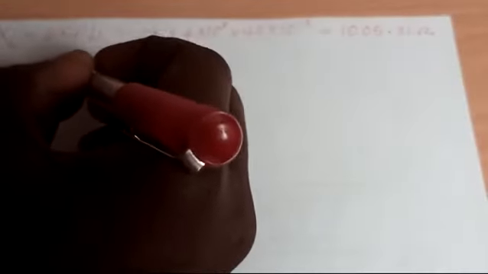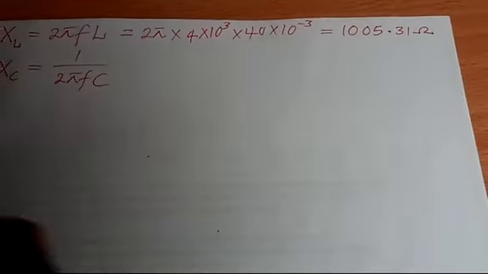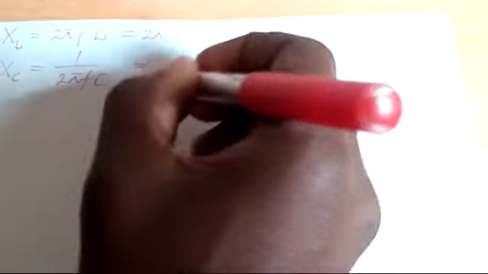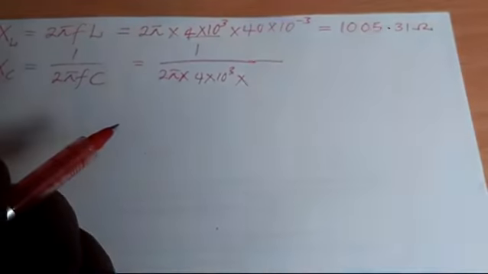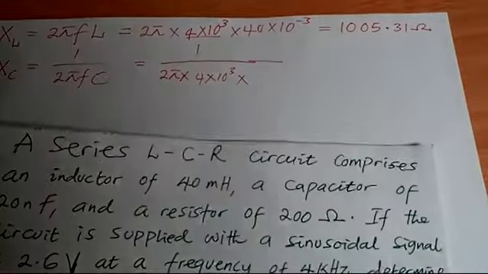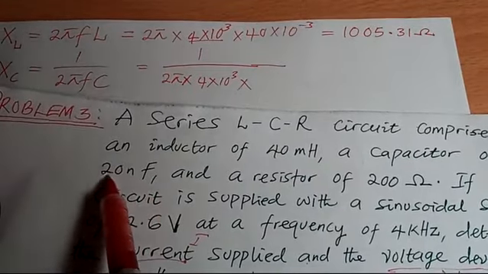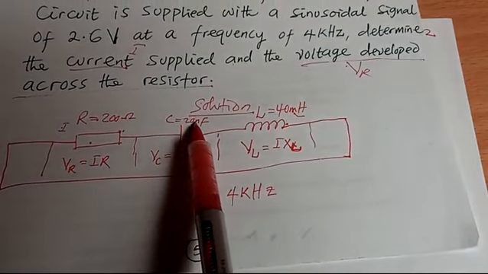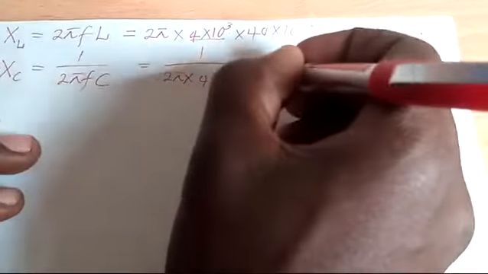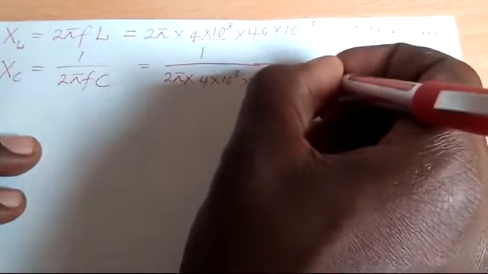Now, after getting your inductive reactance, the next thing is to get your capacitive reactance. For capacitive reactance, the formula is 1 upon 2 pi F C. So you move on and say this is equal to 1 upon 2 pi times your F, which is again 4 times 10 to the power of 3, then multiplied by the capacitance of the capacitor. In the problem, we are given the capacitance as 20 nanofarad. Look at it here in the diagram, 20 nanofarad. This n for nano is 10 to the power of minus 9. Don't forget that. So when you put your 20, make sure you also write 10 to the power of minus 9.